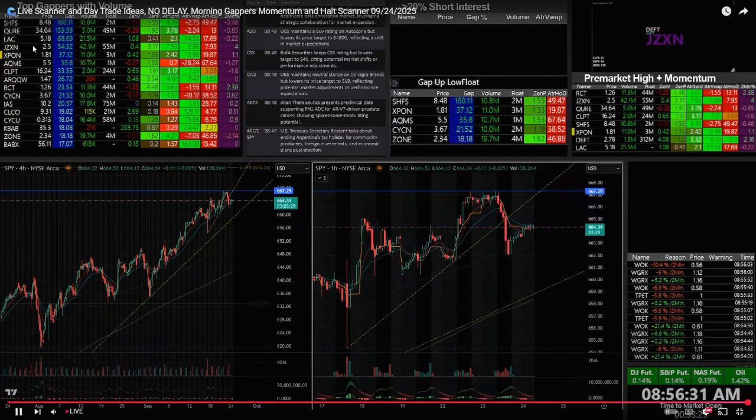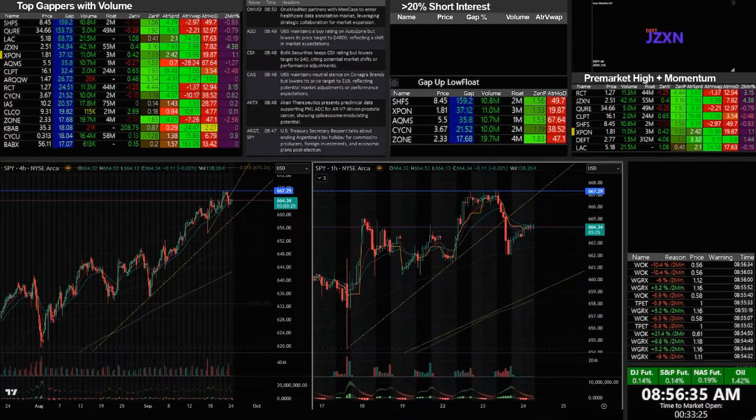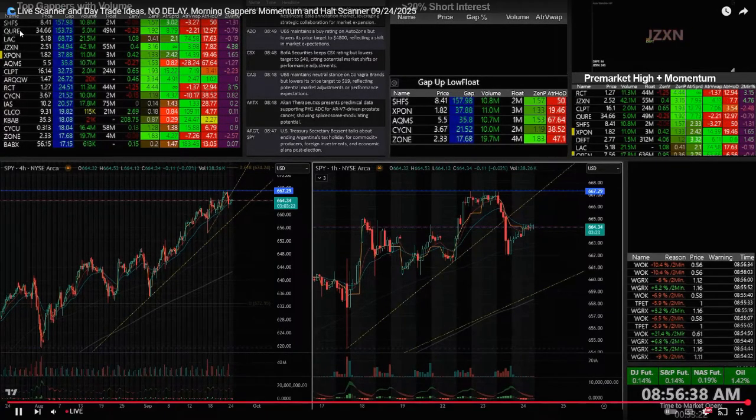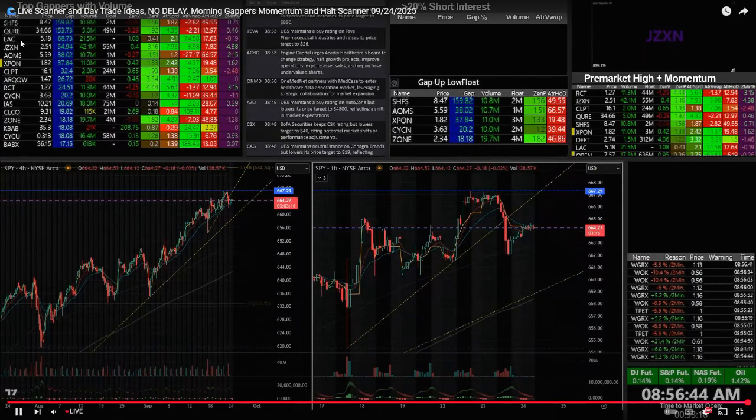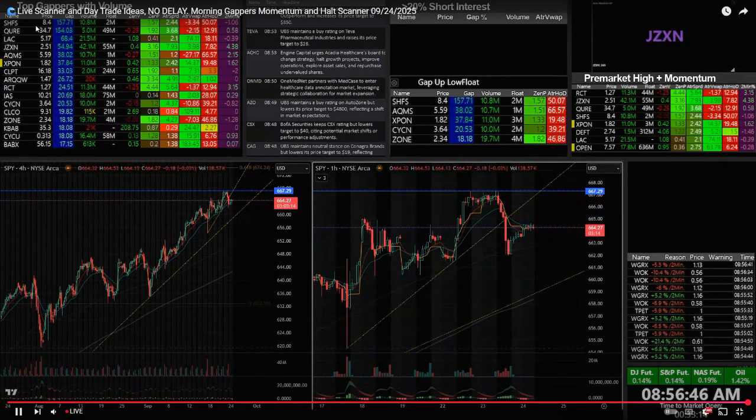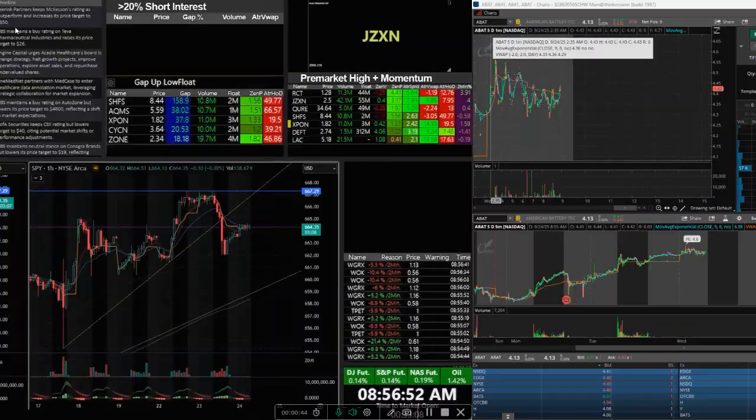This is a Zendu scanner. It's one of the first things I load into when I open up my computer. So I'm looking for the top gainers. I'm looking for what the float is, and I'm looking for a low float gainer that's in my price range. So right now we're going to start at this SHFS. Let's take a look at that.